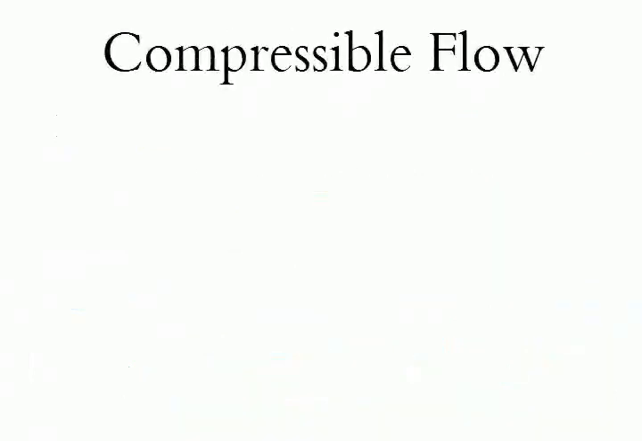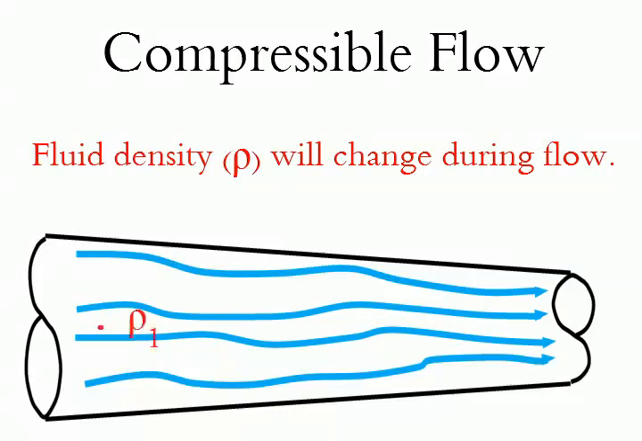The flow in which the density does not remain constant for the fluid flow is called compressible flow. For example, supersonic flow, flow of air in turbo machines like compressors, flow of gases through openings like nozzles.